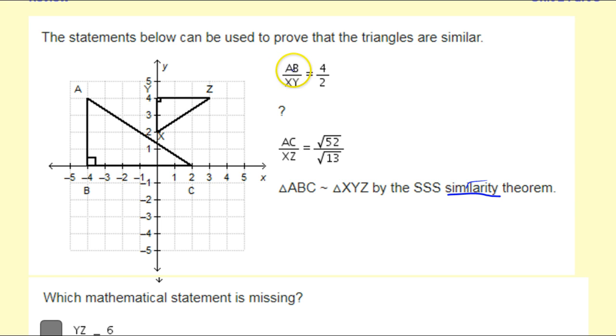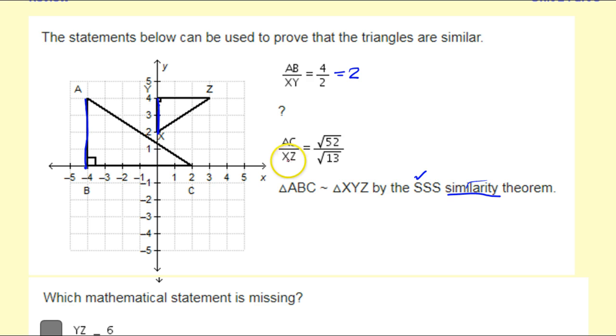So let's see what we have. AB over XY. So that means that AB and XY must be corresponding sides. So you make a fraction out of them, and you get a number, which, by the way, equals 2. So that's one pair of corresponding sides. For the side-side-side similarity theorem, we need 3 pairs of corresponding sides. So far we've got 1. And then there's this missing step right here. But let's see what the next step is.